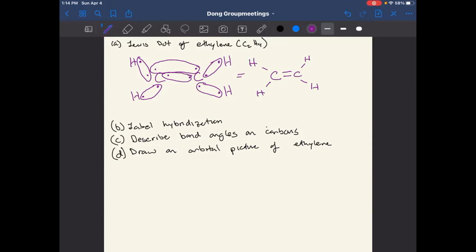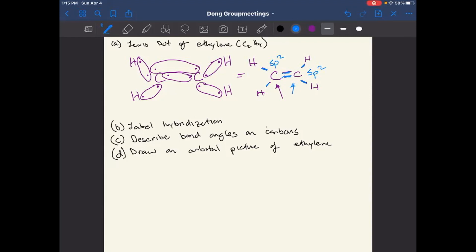Okay. So for part B, now it's telling us to label the hybridization. And then part C says describe the bond angles on the carbon. So for the hybridization, we're going to look at the carbons. Again, we're going to think about how many things are attached. If we look at that carbon, we have technically 1, 2, 3 things attached, which is going to be sp2. And then this carbon right here is going to be exactly the same, sp2 as well, with 1, 2, 3 things attached.